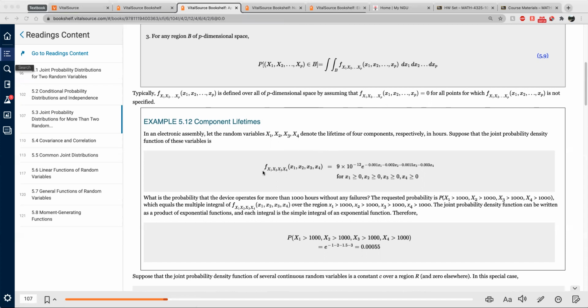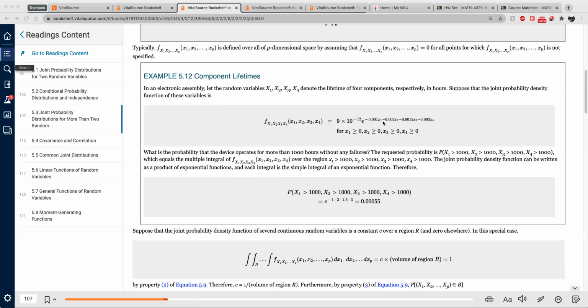Let's see example 5.12, component lifetimes. In an electronic assembly, let the random variables x1, x2, x3, x4 denote the lifetimes of four components, respectively. Suppose that the joint PDF of these variables is this. In a view of calculus, this is a function with four variables, like x, y, z, w. So the four random variables are involved here. Definitely this is greater than or equal to 0. The exponential function e to the something is always greater than 0 for any choice of values of the random variables.